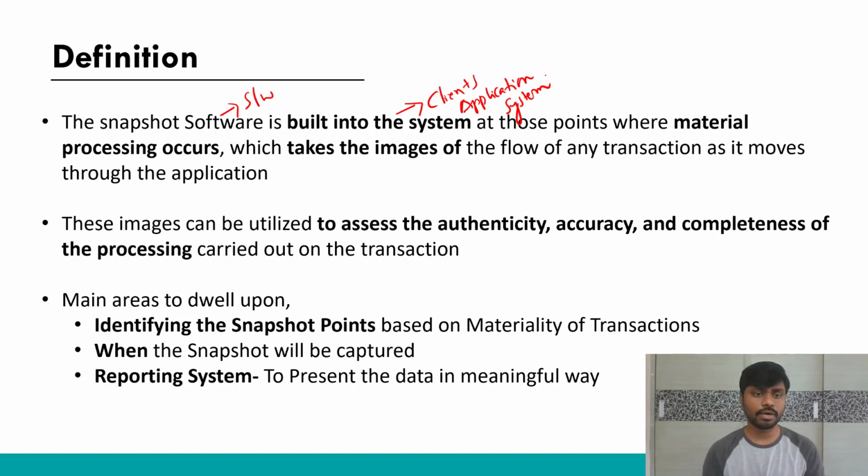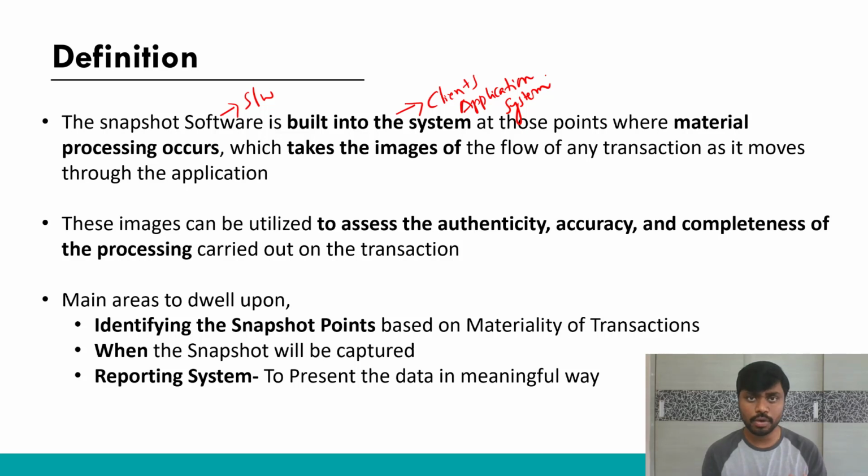Now the third point. In this technique or tool, what are the main points we need to keep in mind? You need to identify the snapshot points based on materiality of the transaction. I told you, right? The software is not going to monitor the entire transaction. It is going to monitor only the areas which are critical to the organization. So you need to identify those critical points to give instruction to the snapshot software, and when the snapshot should be captured, and also once it is captured, how this information should be presented. So these points you need to keep in mind when you are using this snapshot tool.